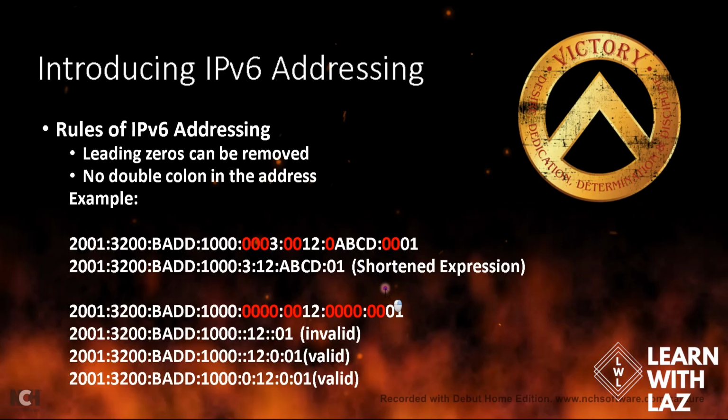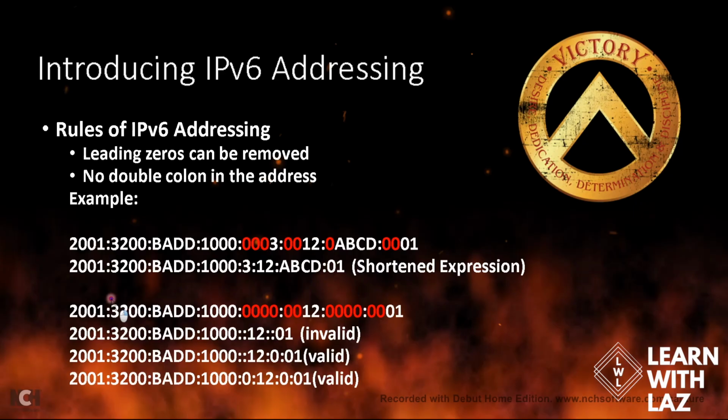You can see the example. They're highlighted in red. Okay. They're colored in red. So you can see those are the ones that I took out here: 3, 3, 12, 12, A, B, C, D. Well, look, I didn't take out that 0 here. I could have taken that out. I forgot. Okay, so the other one is the double colon rule.